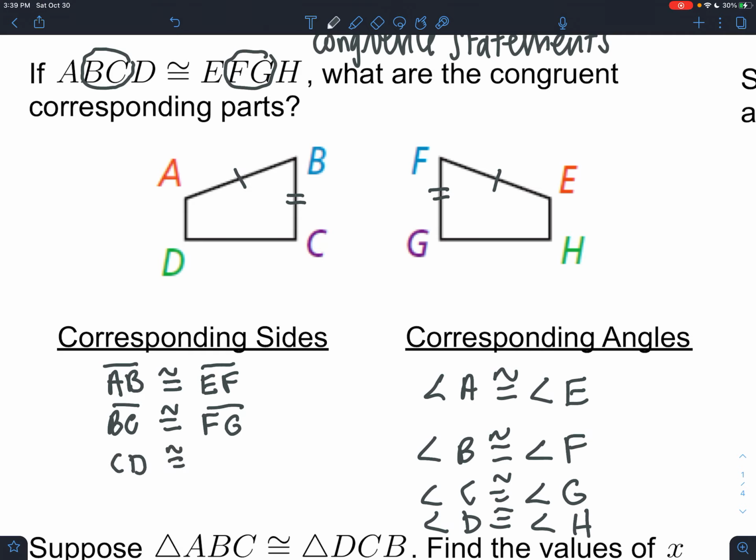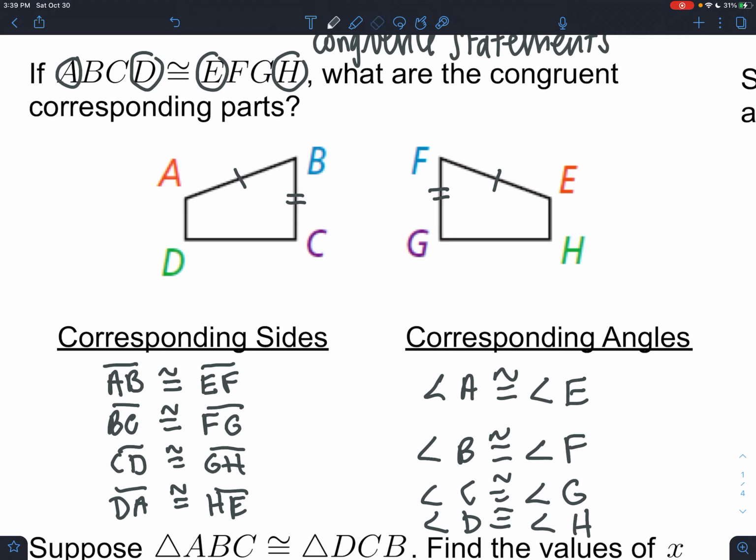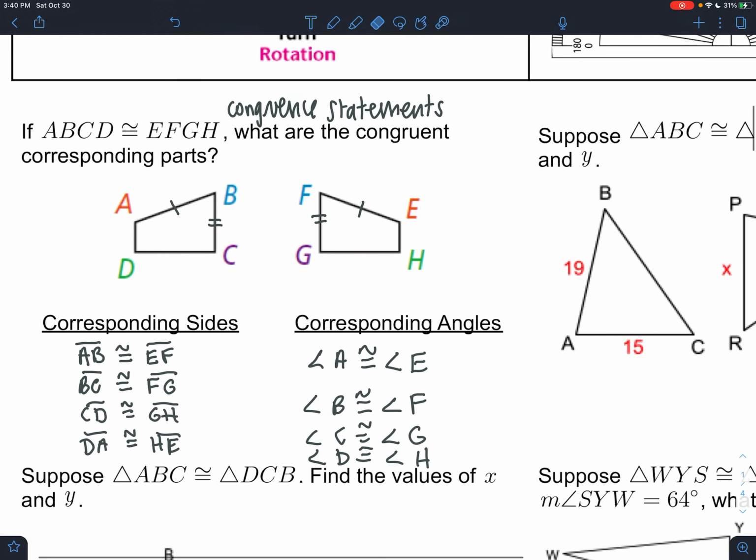And there's two more. CD should be congruent to GH, and then start back over at A: DA should be the same as HE. So we're talking about sides, and we're also talking about angles. If all of that matches up, then you have congruent figures. That's the new piece of information today from geometry: corresponding parts mean that the figures are congruent.